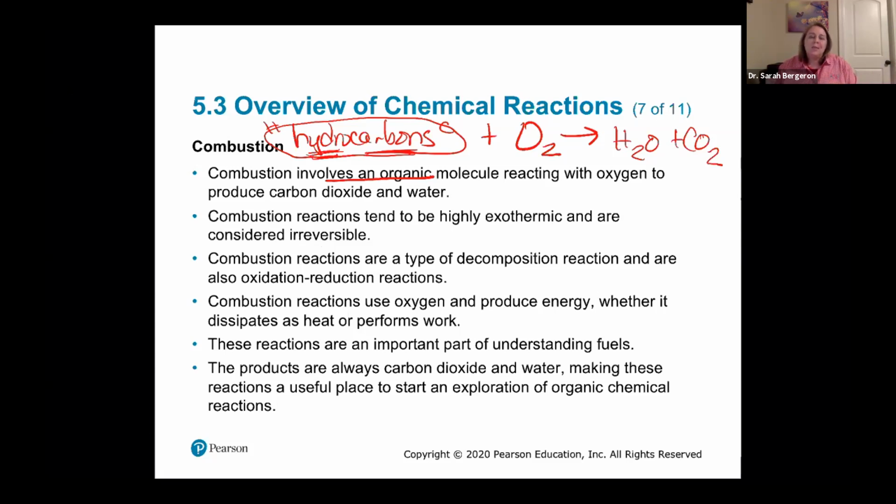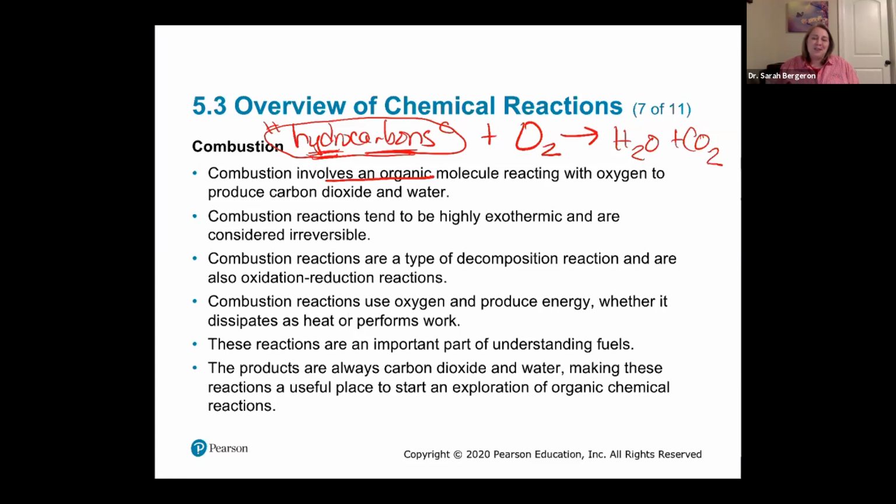And when we talk about combustion reactions, typically they're decomposition reactions because our hydrocarbons tend to be pretty big, and then we're making a lot of water and carbon dioxide, which are relatively small. But they are also what are called oxidation reduction reactions. And I'm not going to talk about that right now. We're going to talk about that in the next section. So you just have to wait on that one. I know it's going to be hard.